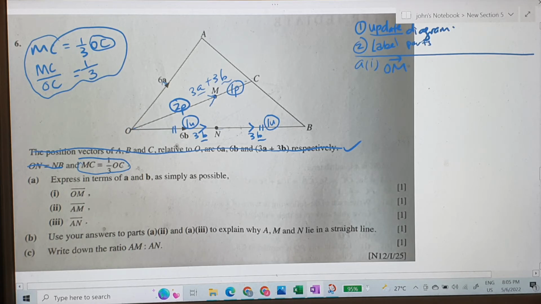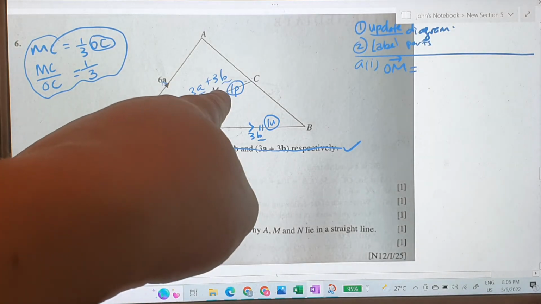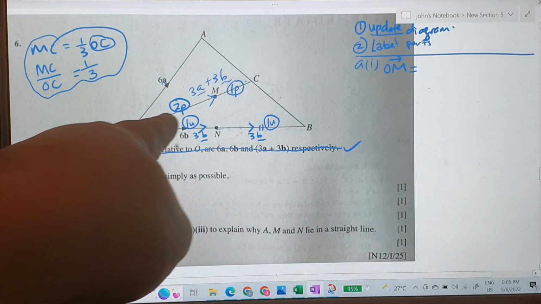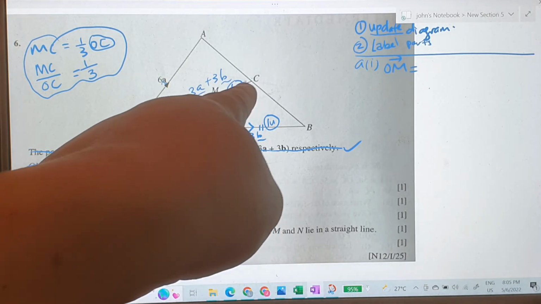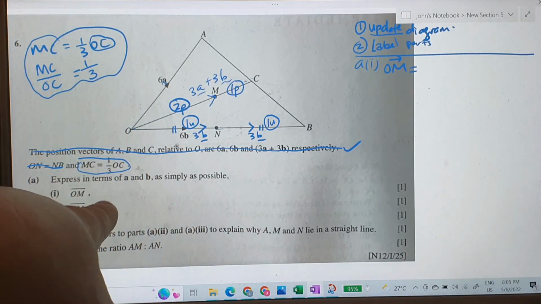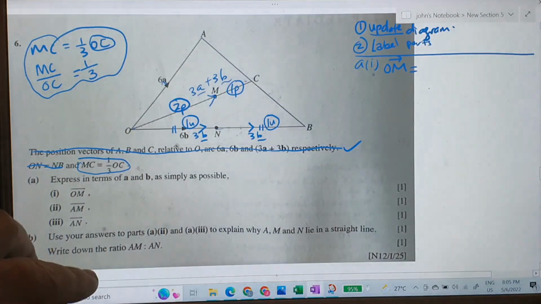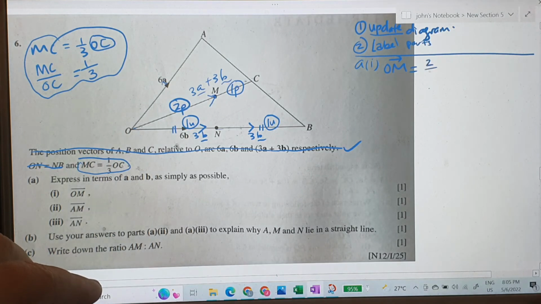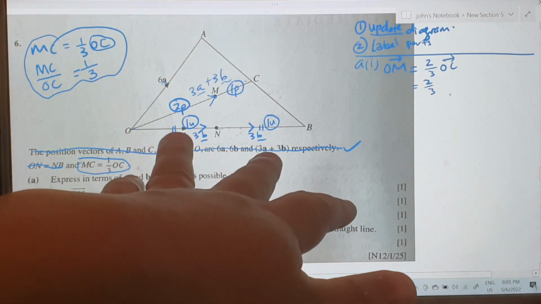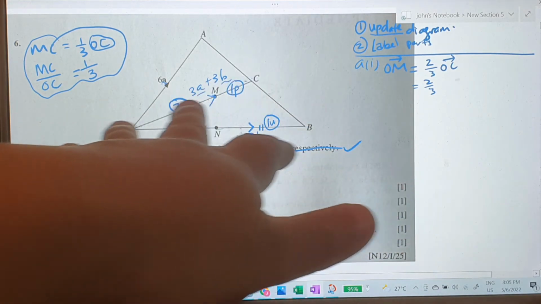OM. Okay, how do I travel from O to go to M? It's actually just 2 out of 3 parts of OC, right? 2 out of 3 parts of OC. So it's just 2 out of 3 OC. And what is OC? OC is 3A plus 3B.